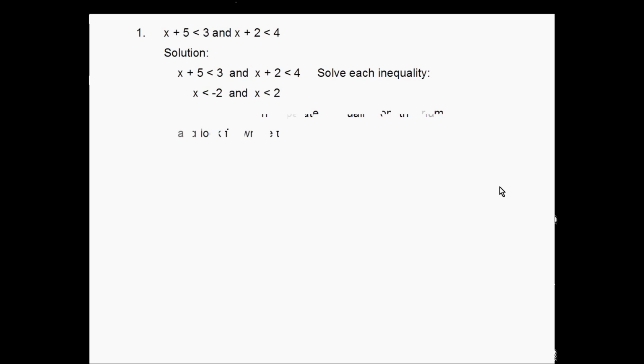Okay, now that's not your final answer. I want to see if I can make one of those inequalities go away. So if you left that as your final answer, that would be wrong. So I'm now going to graph each separate inequality on the number line and look for where they overlap. Remember, with the word "and," you always want to look for overlapping.